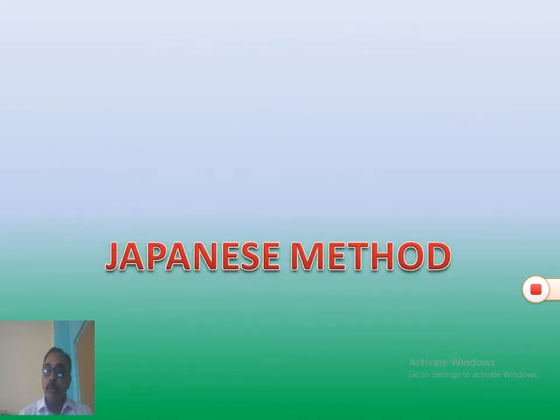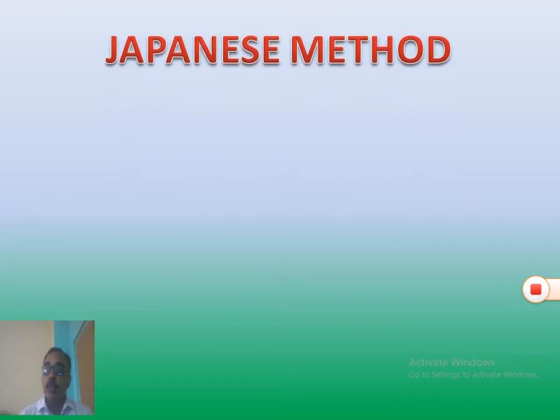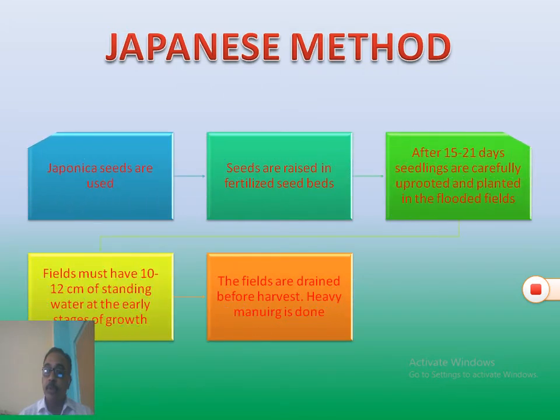Another method is the Japanese method, and it is one of the widely accepted methods of rice cultivation. Now, if you see this flowchart, how it is done, it is very similar to transplantation, but one of the important things is, in the Japanese method we use a high yielding variety of seeds, and that is Japonica. And that is the reason why the yield will automatically be more, and the rest is the same.